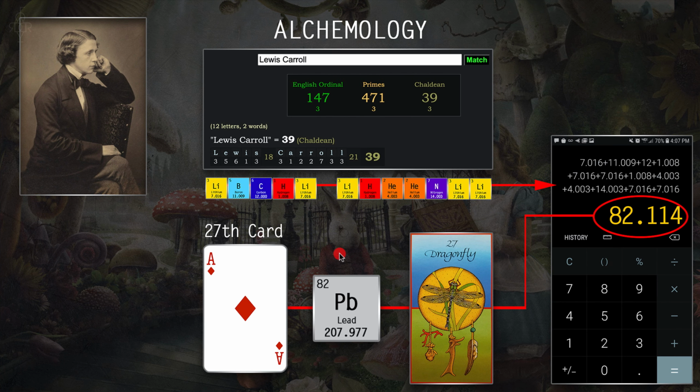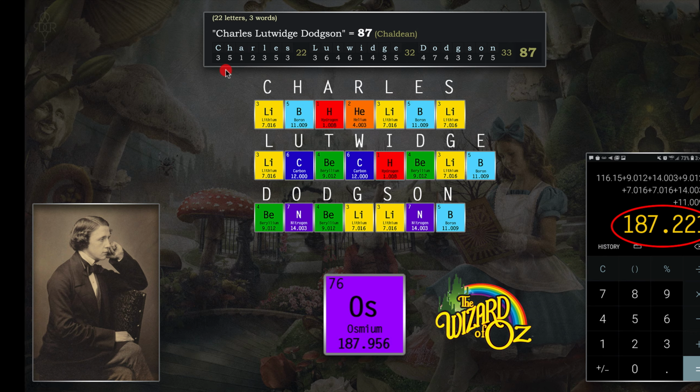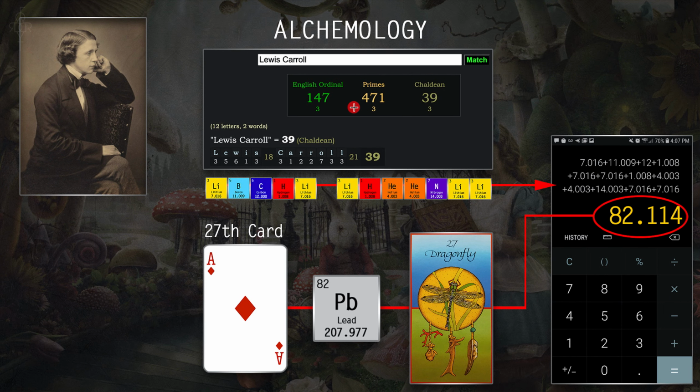So now we're going to get into the character that wrote the books Alice in Wonderland and Alice Through the Looking Glass. Lewis Carroll, that's the pen name that he went by. But his real name is Charles. And we're going to be doing both. But first, the alchemology of Lewis Carroll.